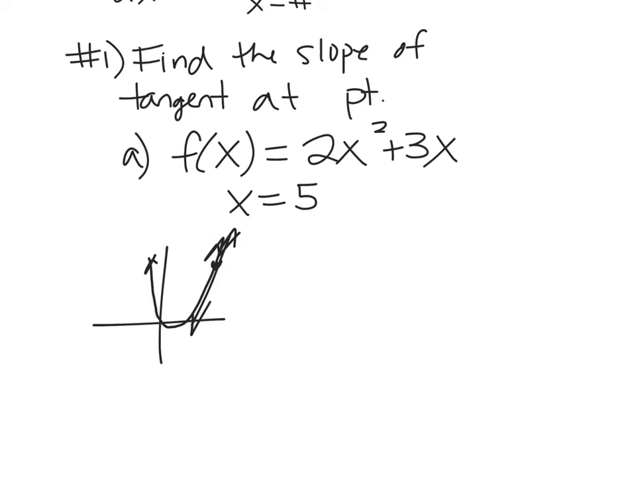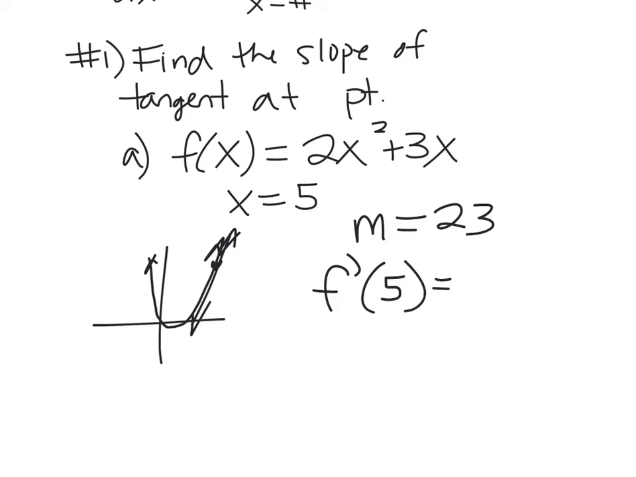Okay? 23. So that would be the slope of the tangent. You could also say it's f prime of 5 is 23. It's the exact same thing. Is this the same thing you did with the formula last chapter? Yep, it is. It's exactly the same thing.